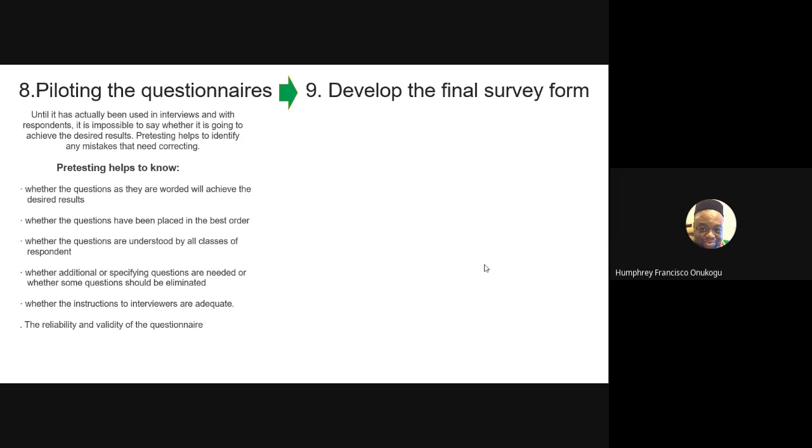These are the things that pre-testing your questionnaire will do for you. It will check whether the questions asked will achieve the desired result, whether the questions have been placed in the best order, whether the questions are understood by all classes of respondents, whether additional or specific questions are needed, or whether some questions should be eliminated, whether the instructions to the interviewers are adequate, and of course, it will also check the reliability and validity of the questionnaire. Usually, a small number of respondents are selected for the pretest. The respondents selected for the pilot survey should be broadly representative of the type of respondents to be interviewed in the main survey. This is very important.